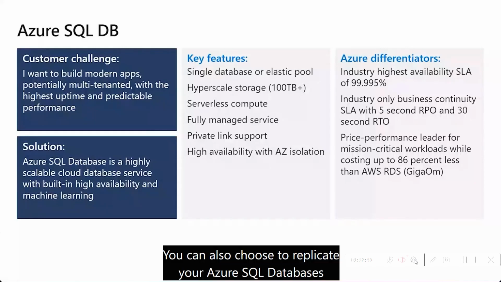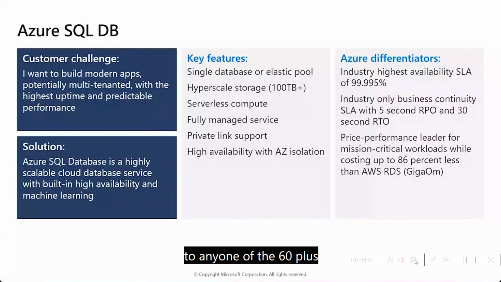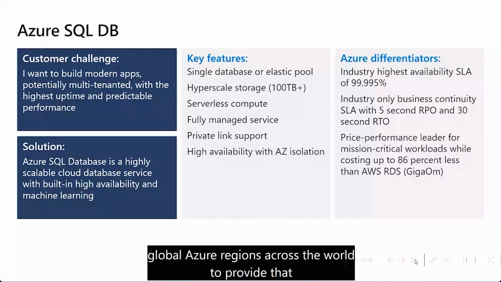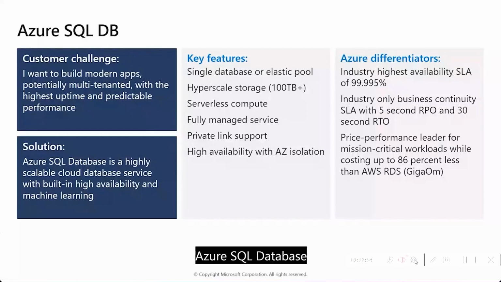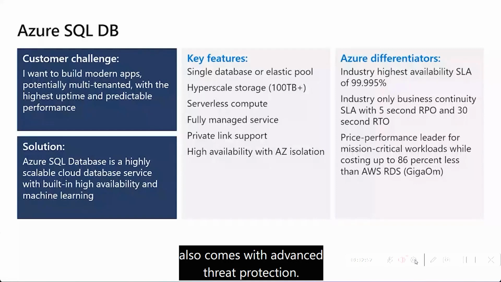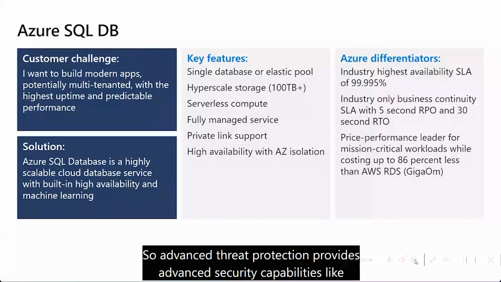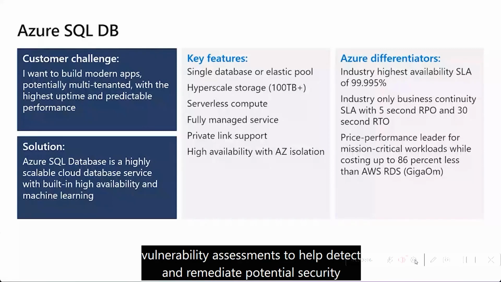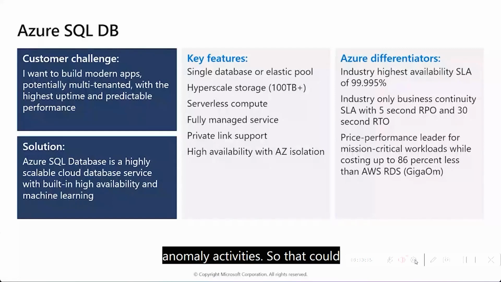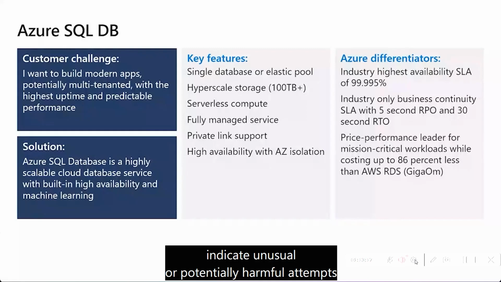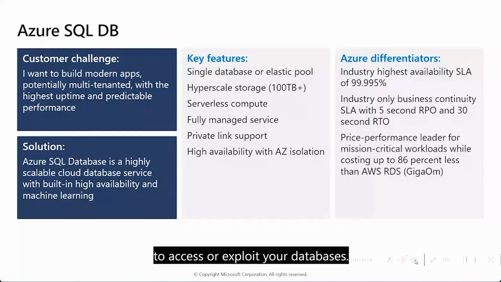You can also choose to replicate your Azure SQL databases to any one of the 60 plus global Azure regions across the world to provide that additional assurance and disaster recovery. Azure SQL Database also comes with advanced threat protection. Advanced threat protection provides advanced security capabilities like vulnerability assessments to help detect and remediate potential security problems with your databases. It can also be used to detect anomalous activities that could indicate unusual or potentially harmful attempts to access or exploit your databases.